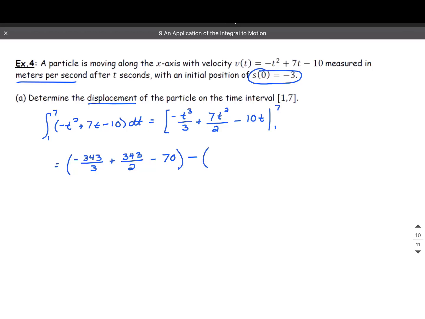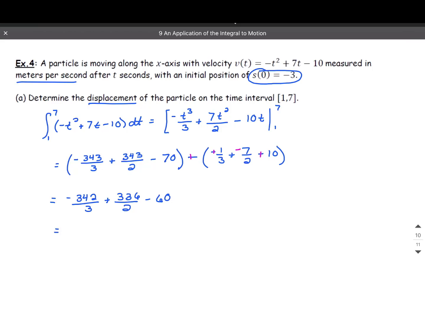minus, now we substitute in the lower limit. So that's going to be negative 1 cubed plus 7 halves minus 10. Now remember, we're going to make this plus and change all the signs behind it. Okay, so that means we've got negative 342 over 3 plus 336 over 2 minus 60.